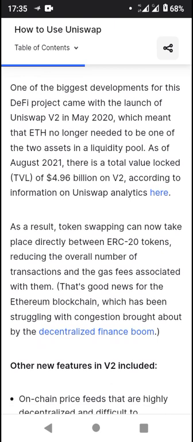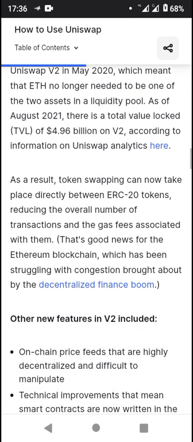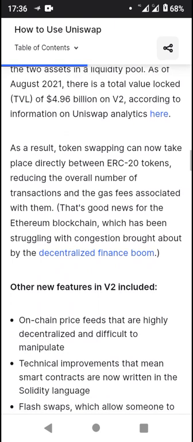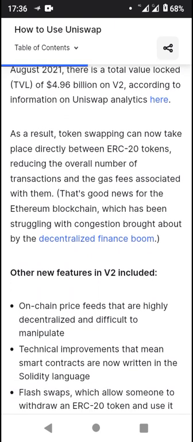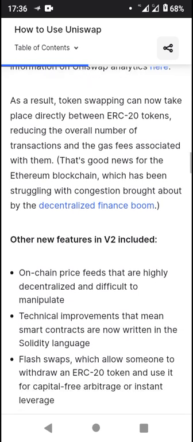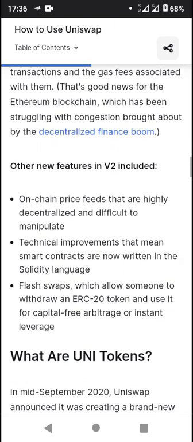As of August 2021, there is a total value locked, TVL, of $4.96 billion on version 2, according to information in Uniswap Analytics here. So you want to check that out for more information or more updates on the latest figures. As a result, token swapping can now take place directly between ERC20 tokens, reducing the overall number of transactions and the gas fees associated with them. That's good news for the Ethereum blockchain, which has been struggling with congestion brought about by the decentralized finance boom.